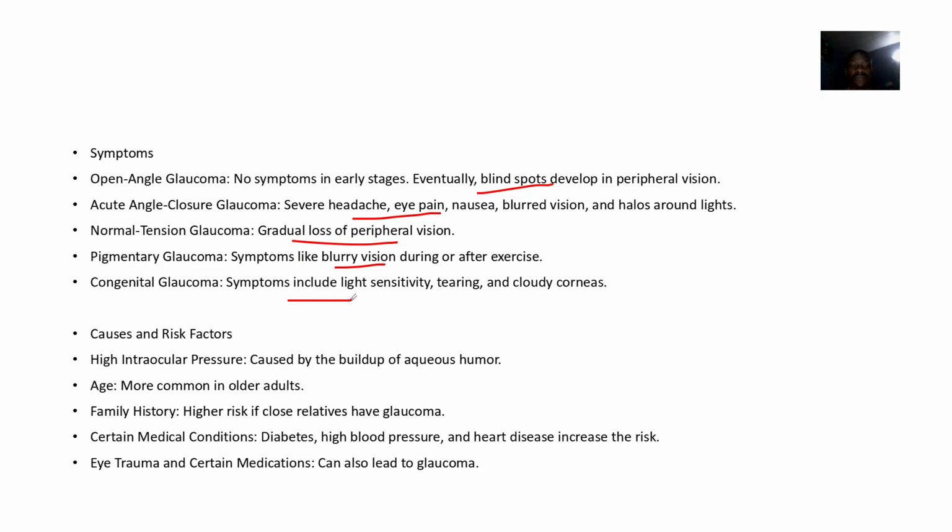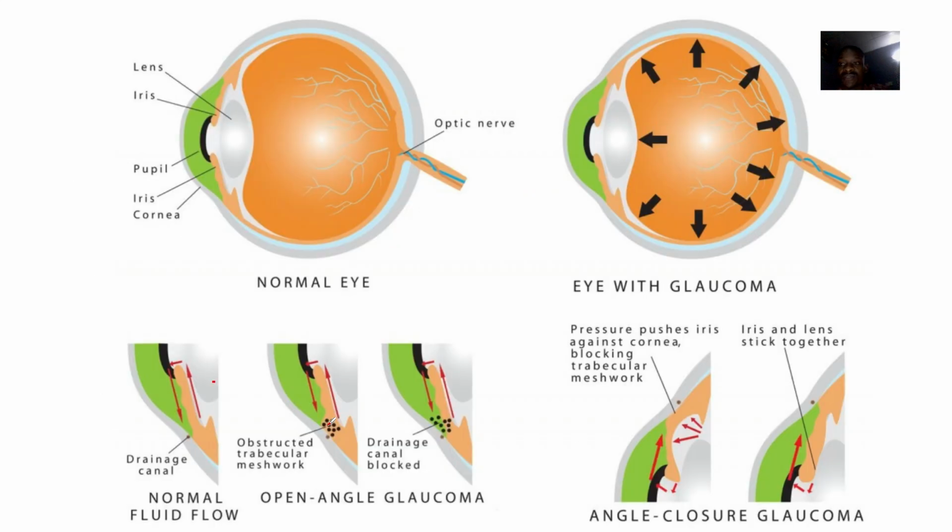Causes and risk factors, things that will predispose you to developing glaucoma. If you have high intraocular pressure, which is usually about a buildup of aqueous humor, you will definitely develop glaucoma. Age, it's more common in older adults. Family history, so there's a higher risk if your close relative has glaucoma. Certain medical conditions like diabetes, high blood pressure, heart disease, all of these increase the risk. Eye trauma or certain medications can also actually lead to glaucoma.